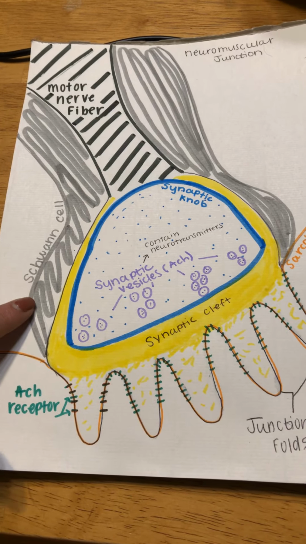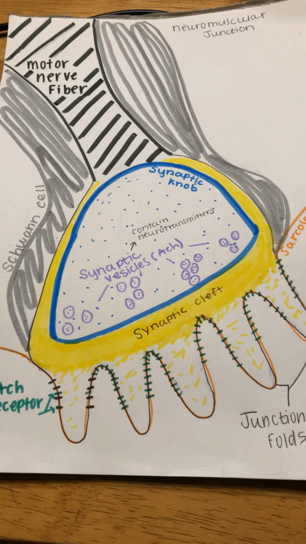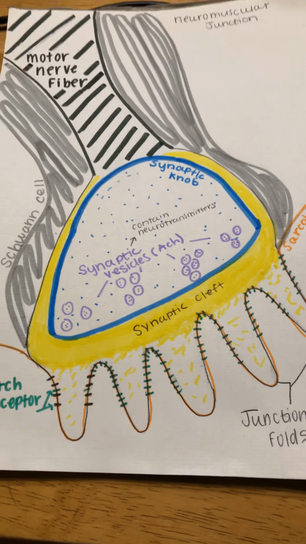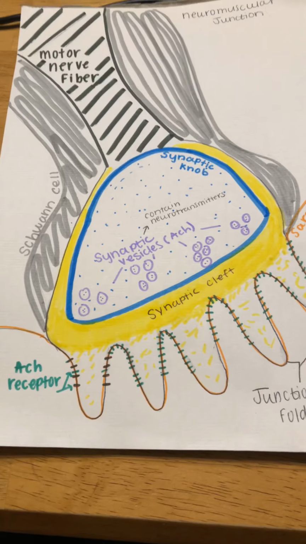So my gray over here on both sides, that is the Schwann cell. What this does is it goes around the whole junction and it isolates the junction from the surrounding tissue fluid. So it's kind of like a barrier and it protects it.